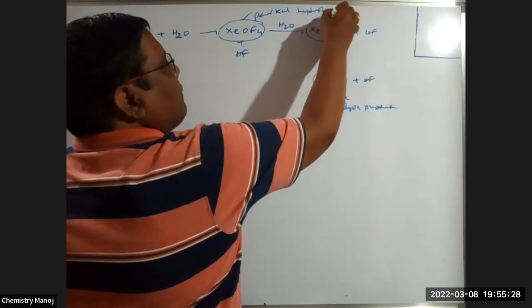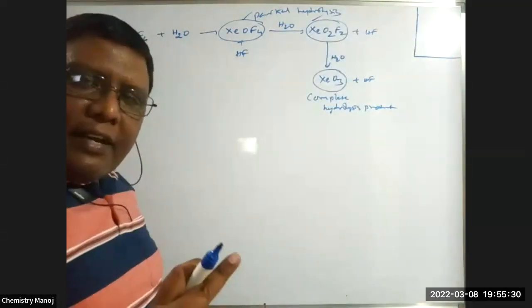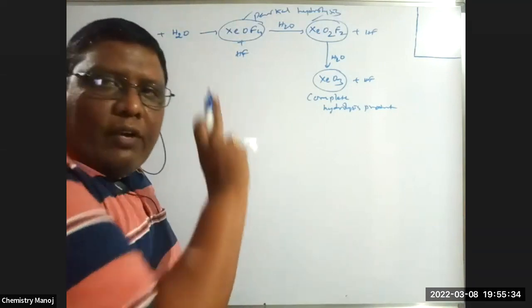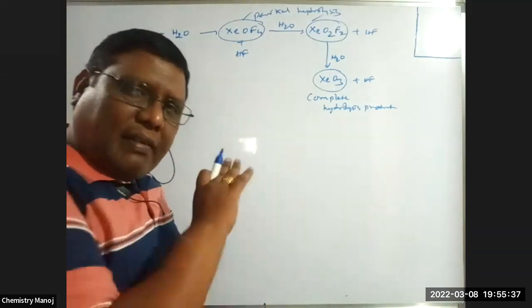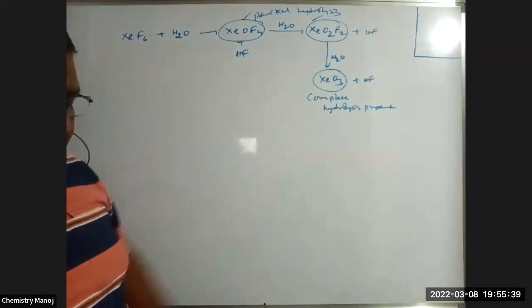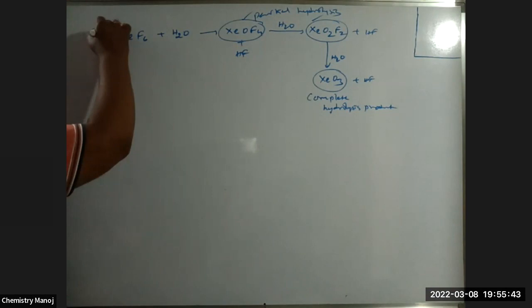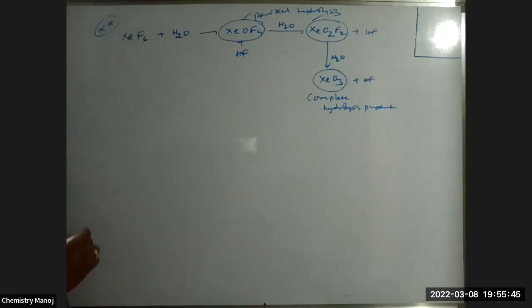Hydrolysis products. So when XeF6 is partially hydrolyzed, XeOF4 and XeO2F2 are the products. If XeF6 is completely hydrolyzed, XeO3 is the product. Okay. Next, this is very, very important.